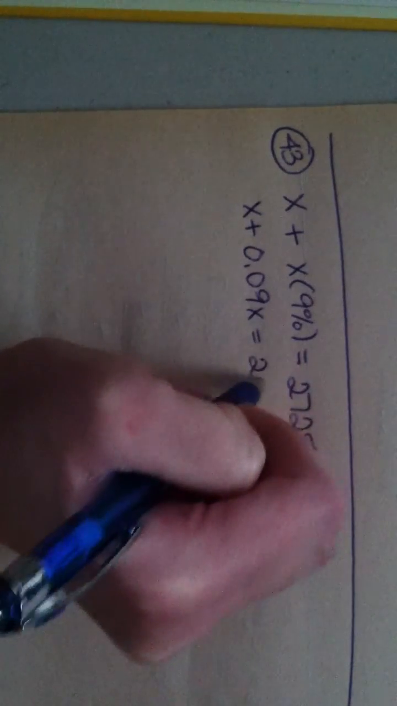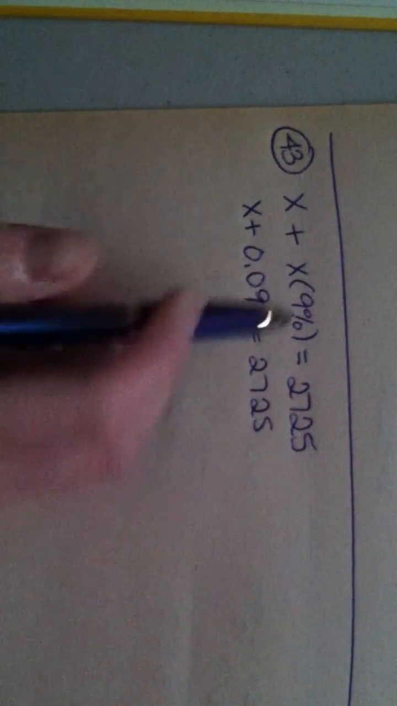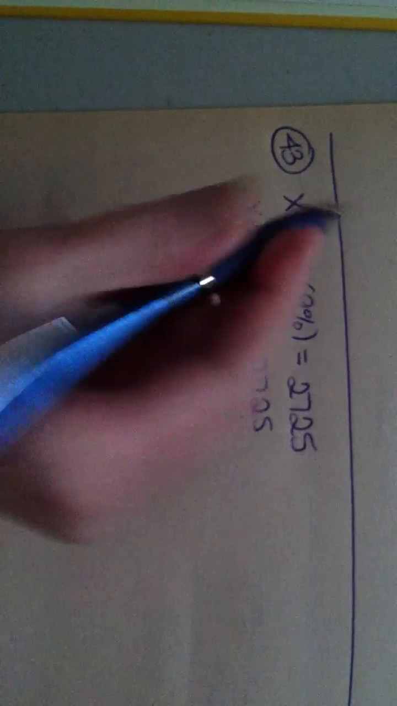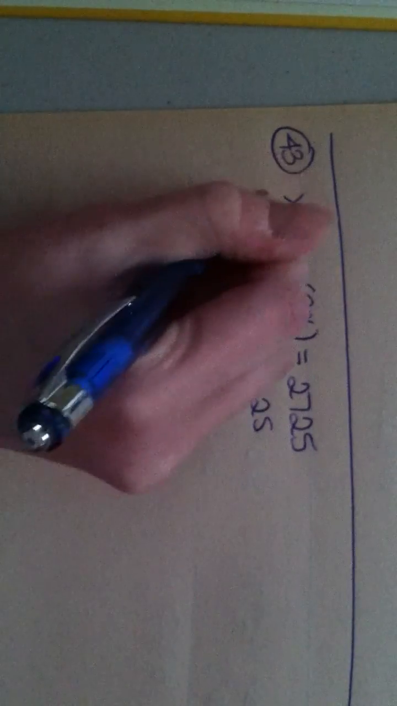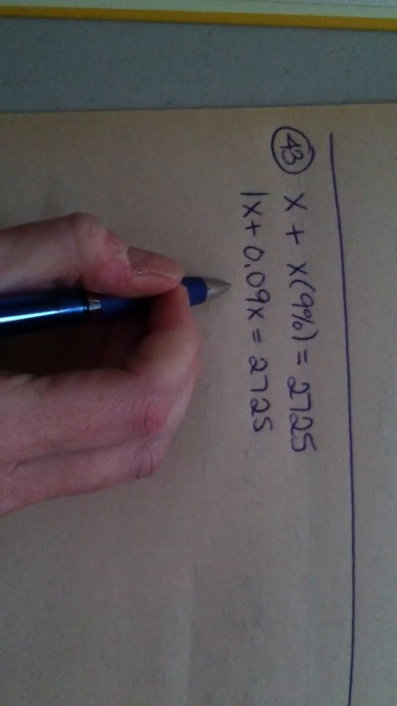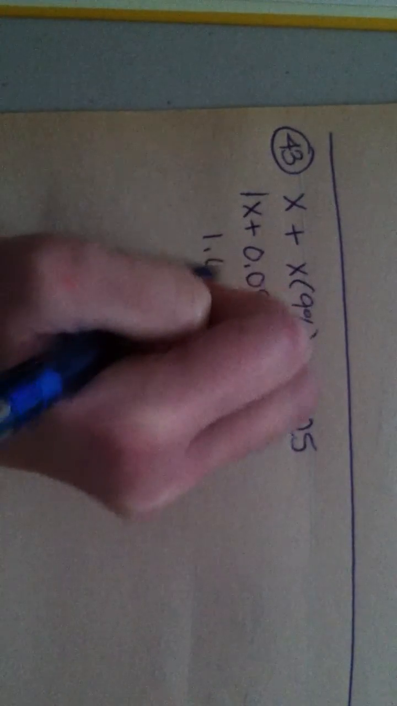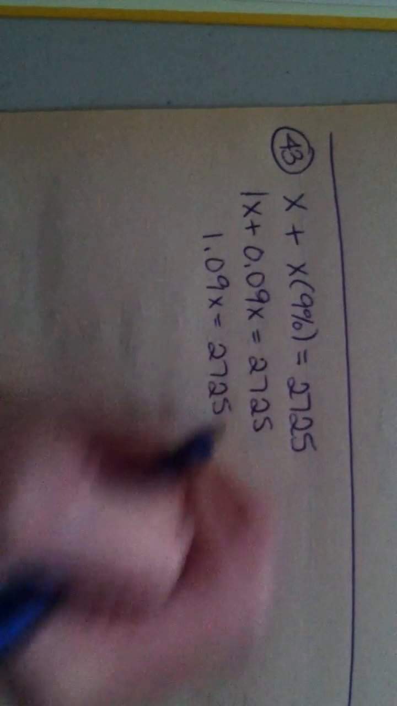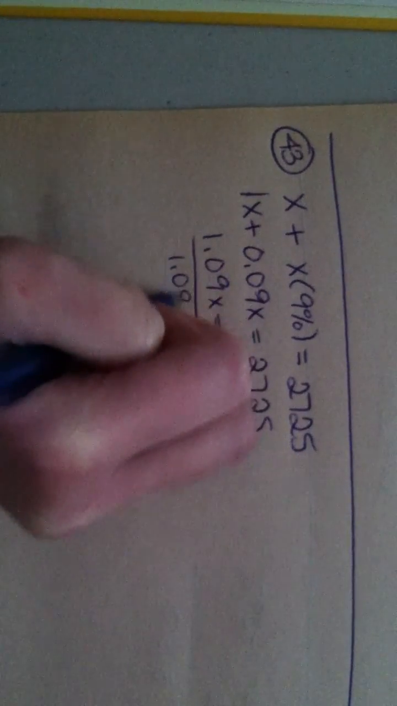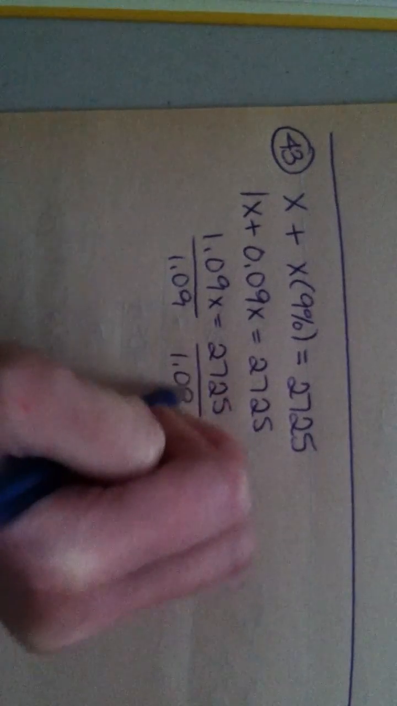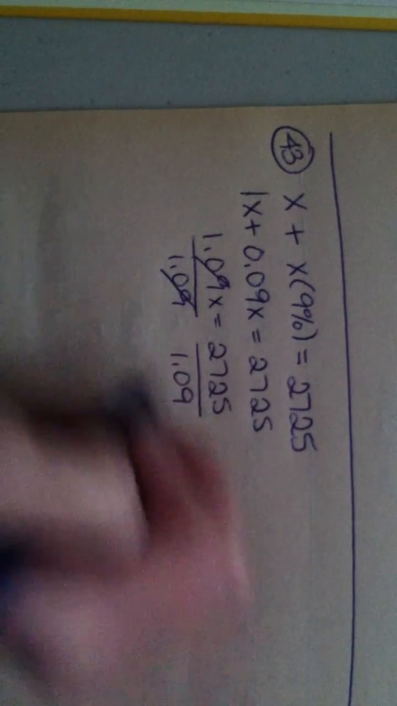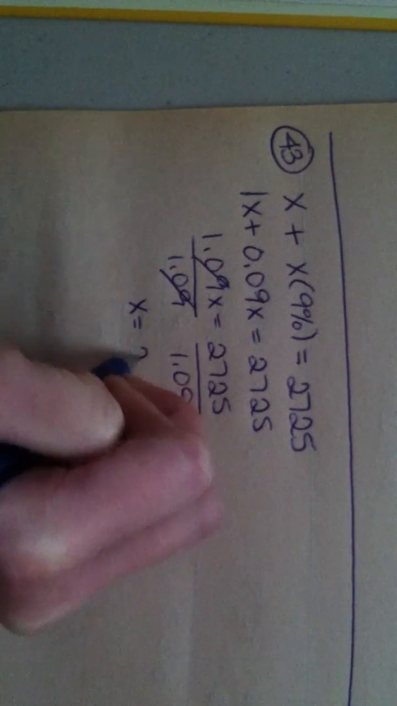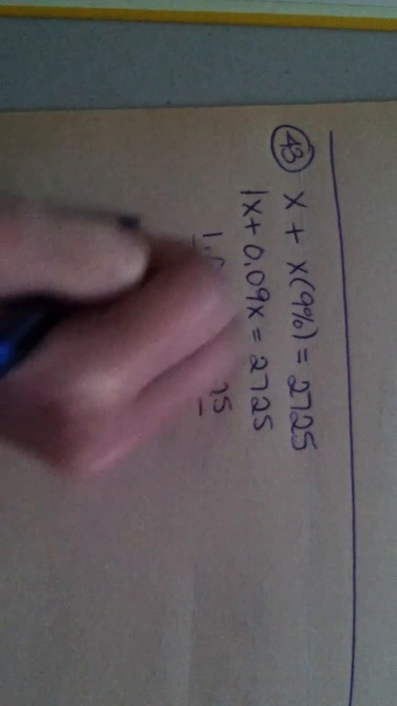which is 0.09x, equals 2,725. So x times 9% is rewritten as 0.09x. This is really a 1x. So 1x plus 0.09x gives us 1.09x equals 2,725. Divide both sides by 1.09. And I get my x value to be 2,500.